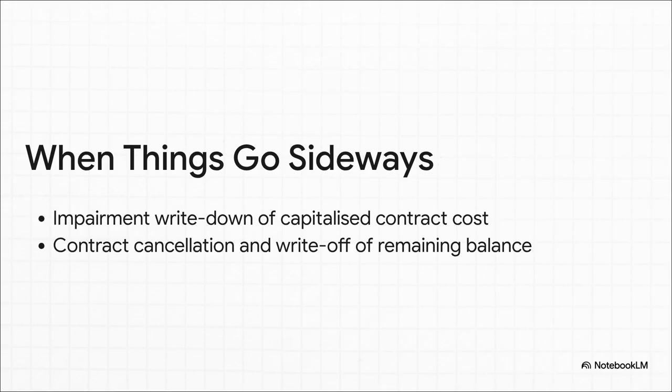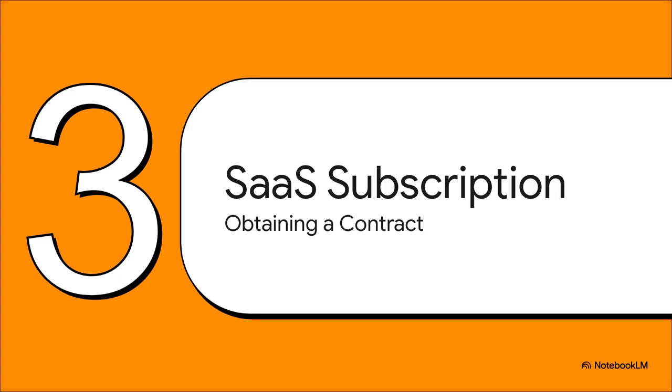Say a customer terminates early. That capitalized asset you've been so carefully amortizing suddenly has zero future economic benefit. You obviously can't keep an asset on the books for a contract that doesn't even exist anymore, right? So that entire remaining balance has to be written off to the income statement immediately. All right, let's see how this builds with Section 3, Example 1. We'll look at a SaaS subscription and the reality of obtaining a contract.